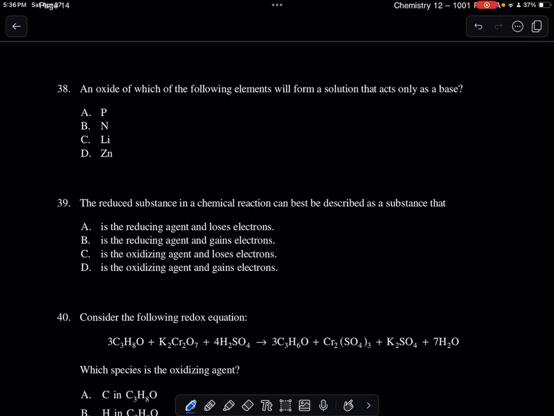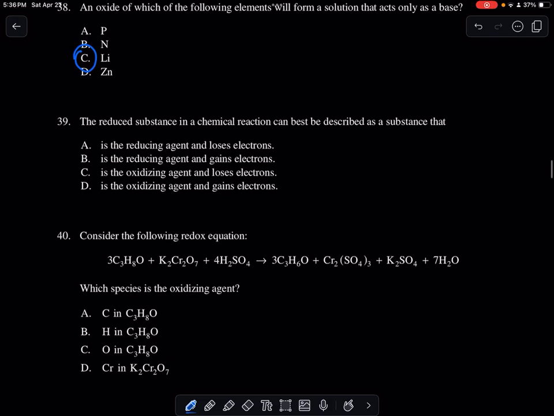Which of the following elements will form a solution that only acts as a base? So the alkali metals are the only things that are going to be making solutions that are basic here.